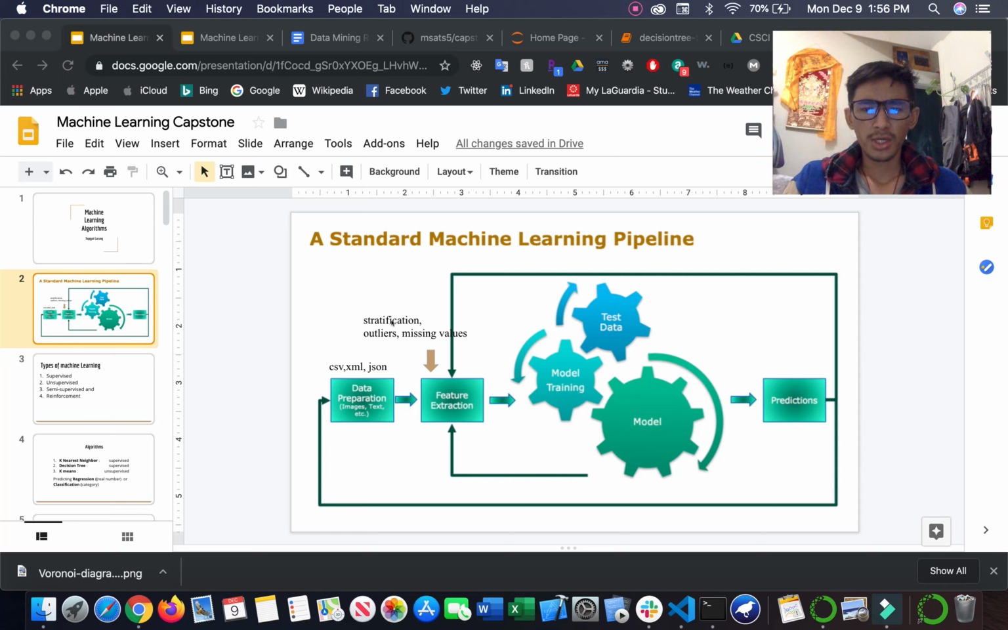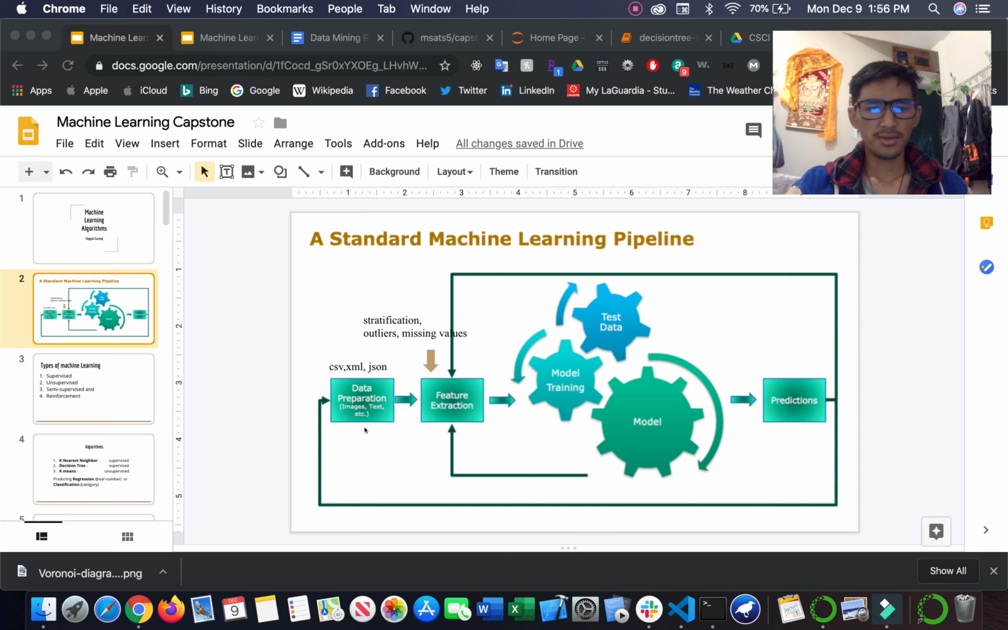Usually we have data preparation. You're getting data from offline or online sources, in the format of CSV, XML, or JSON. It could be images, text, or numbers. After you get the data, you have to extract the features, because you want to use them for the model. You could do stratification or normalization, and detect any outliers or missing values. If there's a missing value, you change it to either 0 or the average.